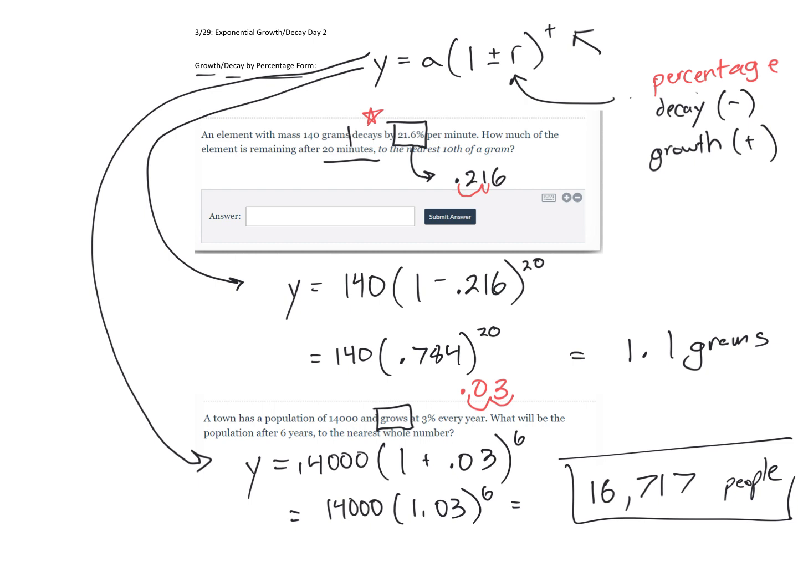So both of these were percentage problems. Notice how if this number is minus, it becomes less than 1. So your answer ends up a smaller number. You start with 140, and when you multiply by this, you end up with 1.1. You decay. And look, this is plus 3%. So when you start with 14,000, you expect it to grow up to 16,000. So if it's a number above 1, it's going to grow. If it's a number less than 1, it's going to decrease. So moving on.